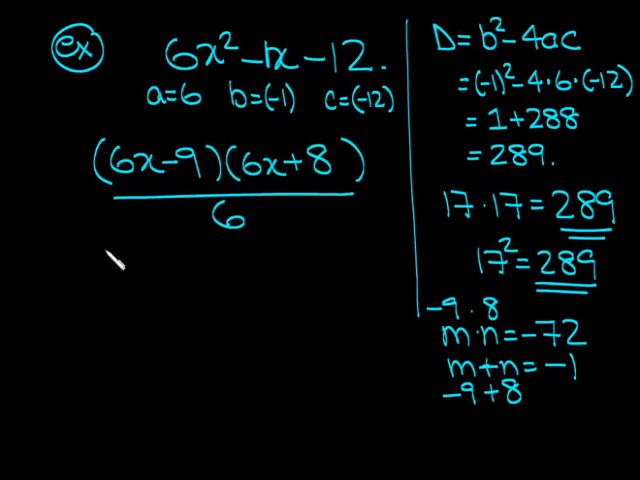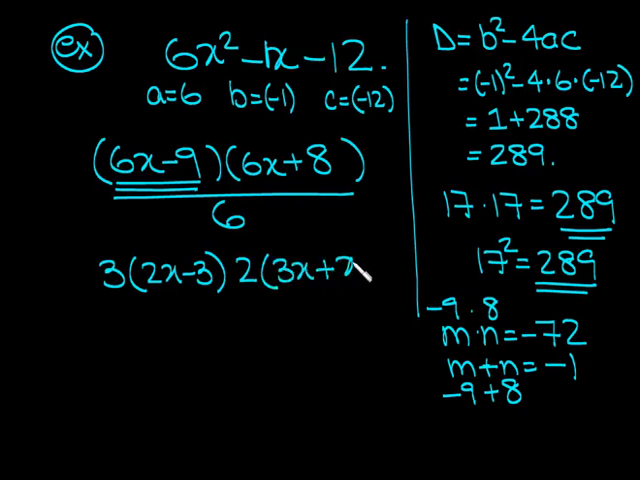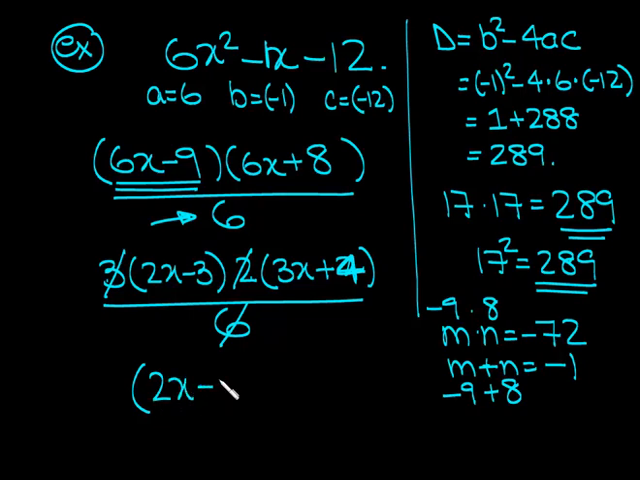Now what's common in this first factor here? There's a 3 common, so I get 2x minus 3. And what's common here is 2, so I get 3x plus 4, divided by 6. Because that 6 should always cancel, right? That's why I'm taking something out. What is 3 times 2 here? It's 6, so I can cancel that. So my answer is 2x minus 3 and 3x plus 4.